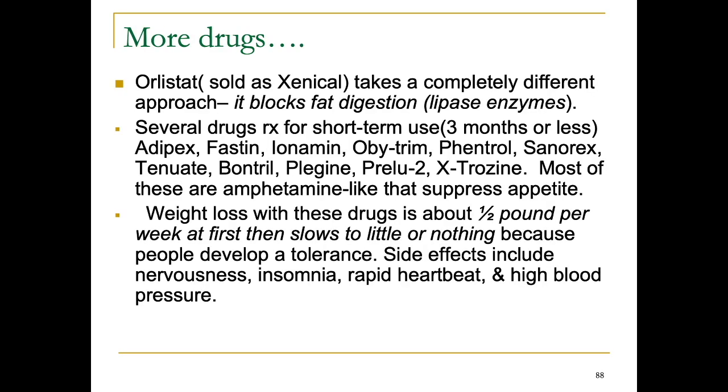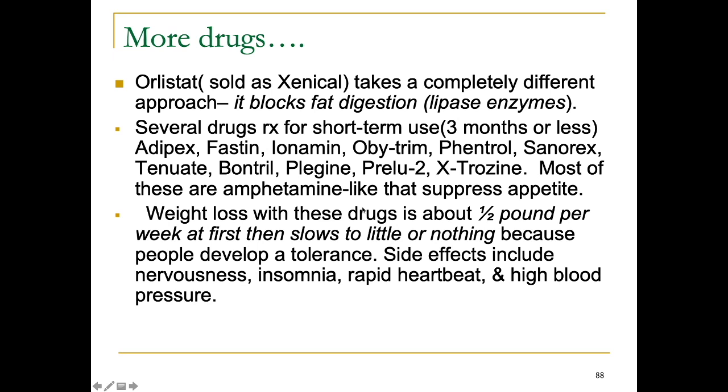There are other drugs, orlistat, which has the brand name Xenical. It takes a different approach by blocking fat digestion, which blocks your lipase enzymes. There are a number of drugs that are prescribed for short-term use, less than 3 months, like Adipex, Fastin, Ionamin, a whole bunch of other hard-to-say names. Most of them are amphetamine-like and suppress your appetite.